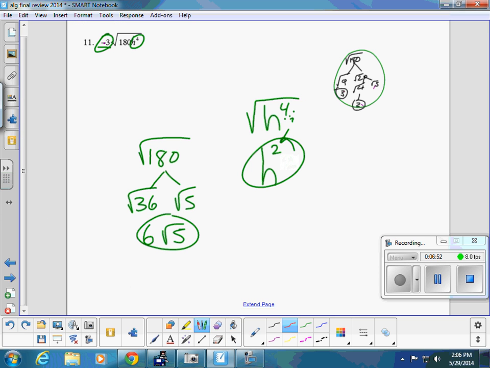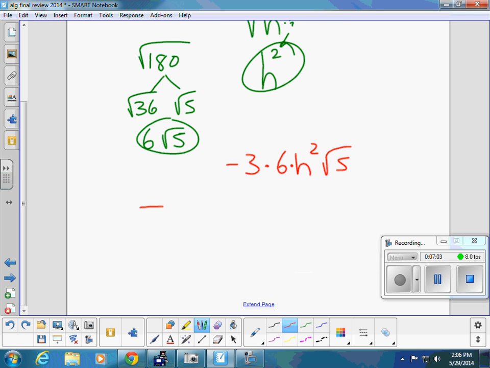Okay, so I'm going to combine negative 3 times 6 times h squared, and then we're going to multiply that by the radical 5. So the final answer is going to be negative 18 h squared radical 5.